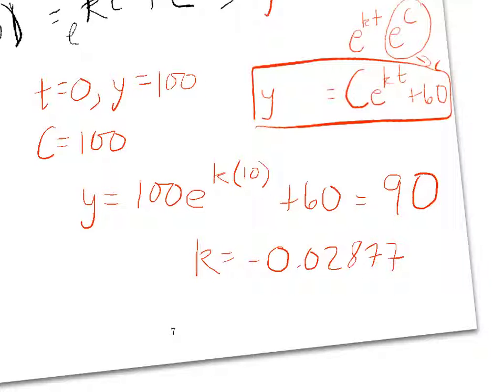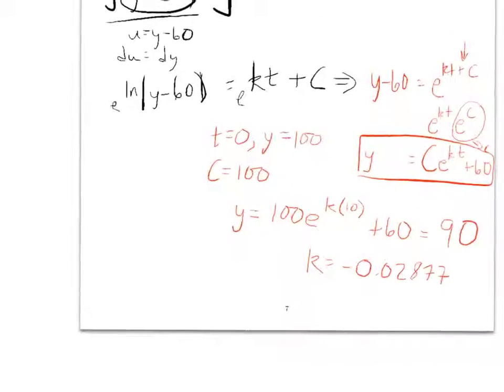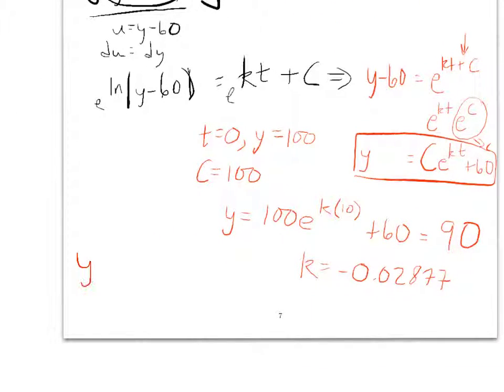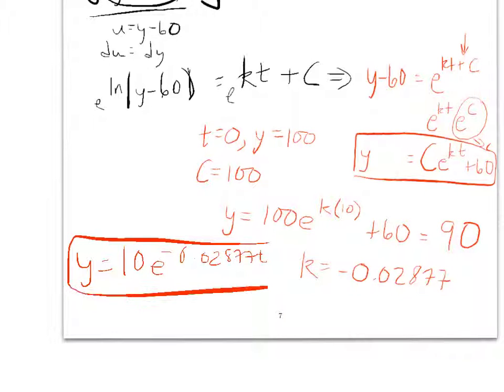So now that we have our final function, y equals 100e to the negative 0.02877t, we can easily solve for when y is 80, what is t? And it is going to be 24.09 minutes. I know we're out of time. So, all right, that's it.